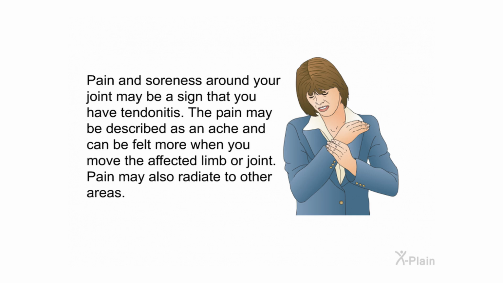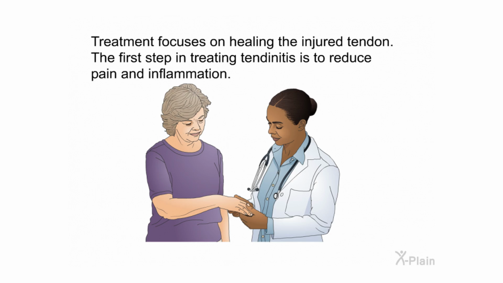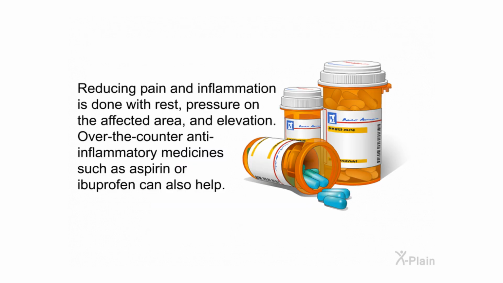Pain and soreness around your joint may be a sign that you have tendinitis. The pain may be described as an ache and can be felt more when you move the affected limb or joint. Pain may also radiate to other areas. Treatment focuses on healing the injured tendon. The first step in treating tendinitis is to reduce pain and inflammation. Reducing pain and inflammation is done with rest, pressure on the affected area, and elevation. Over-the-counter anti-inflammatory medicines such as aspirin or ibuprofen can also help.